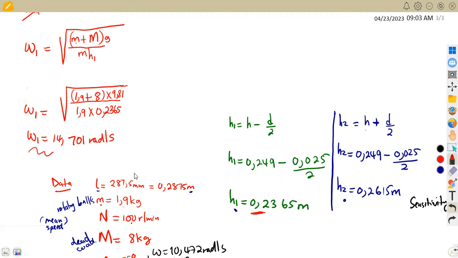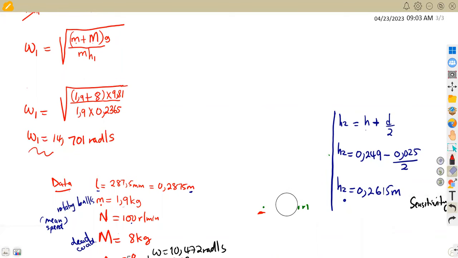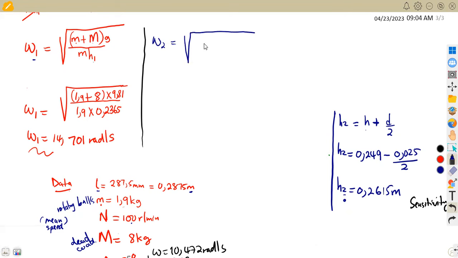So we have omega-1. With the same formula, we can calculate our omega-2, because if we are calculating omega-1 from this formula, it means omega-2 can also be calculated from the same consideration, because omega-2 goes with h2. So here we are going to write h2. It is going to be equal to the square root of the mass of the balls plus the mass of the dead load times gravitational acceleration over the mass of the balls times h2.